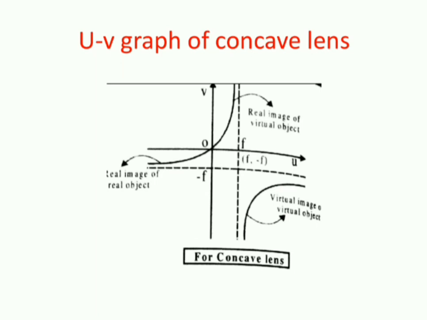Similarly, for a concave lens also, the graph is shown. We know concave lens will form a virtual image for a real object. So the nature of the graph will be a curve. This is your graph for real image and virtual object, virtual image and real object.